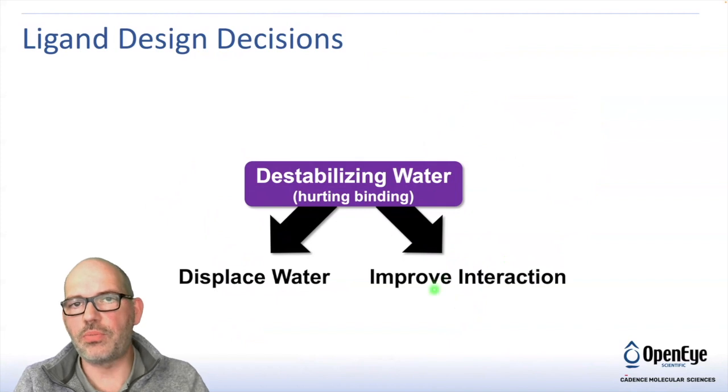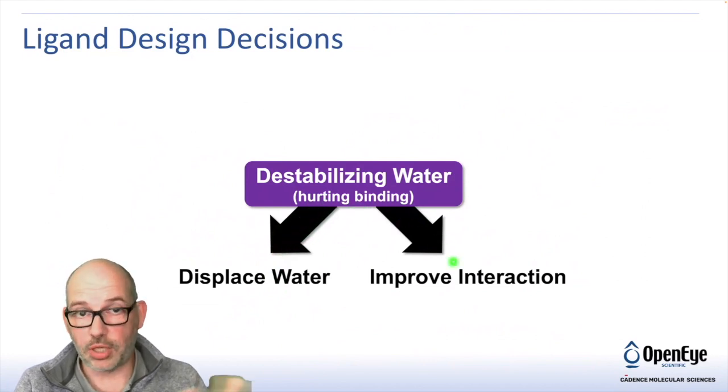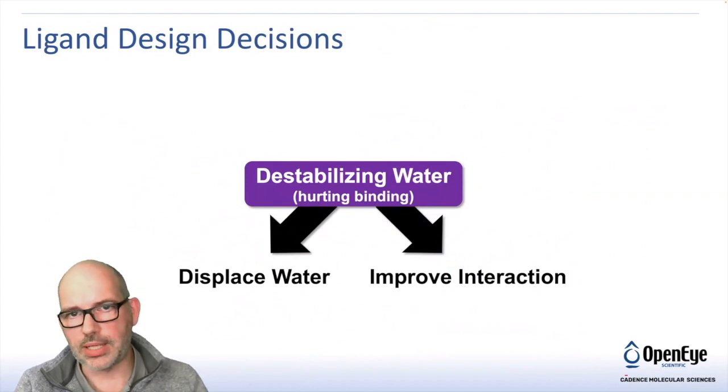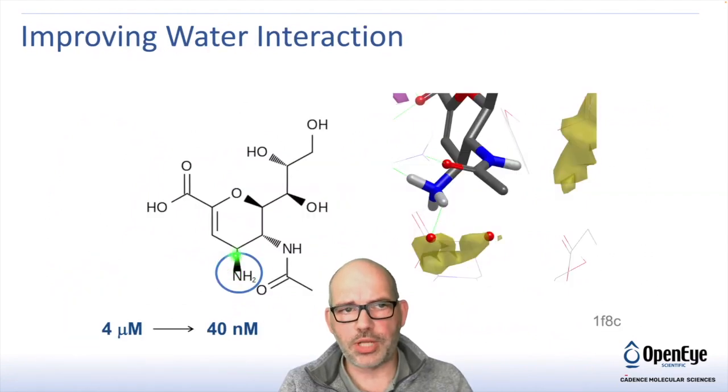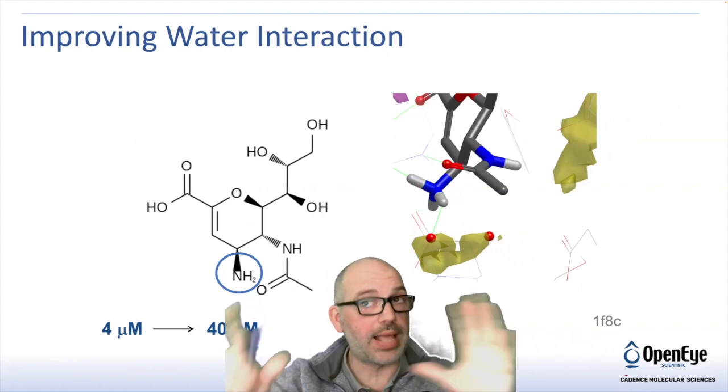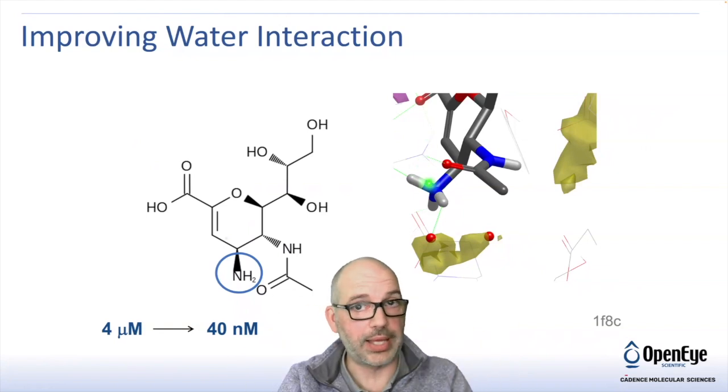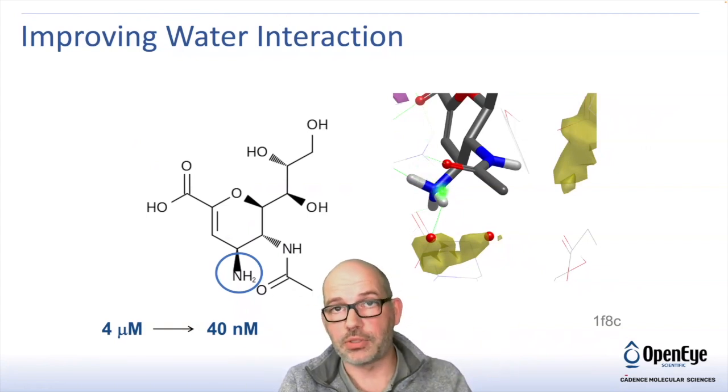So what can we do about it? The 2 strategies are: displace them, kick them out, get rid of them, because that will help me, just not having them there. Or try to improve the interactions with the water molecules, so use them. And both of them were actually done, but improving interaction is probably not as often thought about. One thing you can do is to change this to an amine down here. It actually is a protonated amine, so it changes charge state.